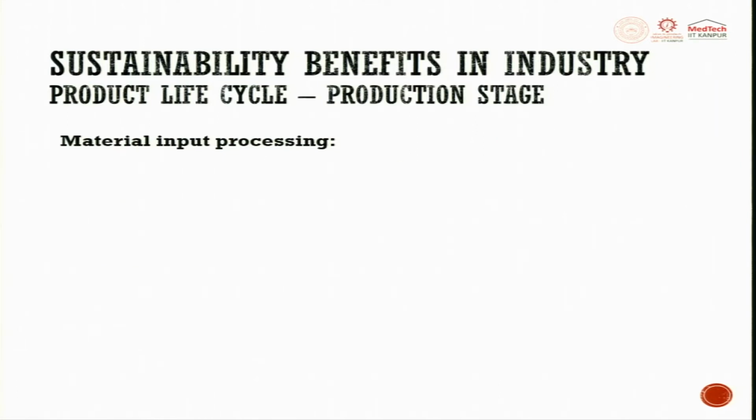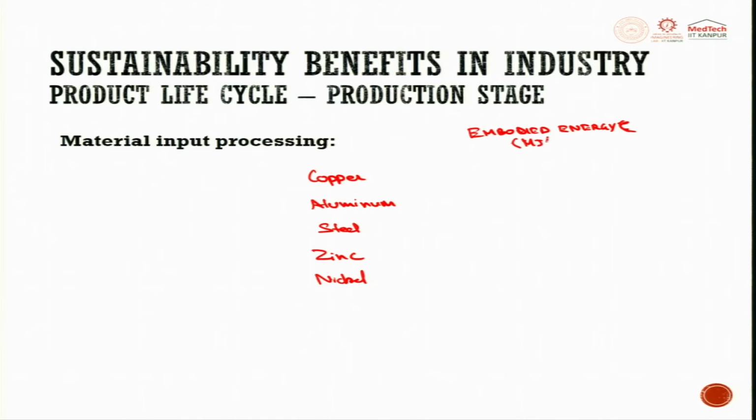So in the material input processing, another data set that is provided in the same publication, they have given the embodied energy in metal powder materials. For example, the materials that they have given are copper, aluminum, steel, and zinc, along with nickel. So it is given that energy, that is embodied energy, in megajoules per kg.